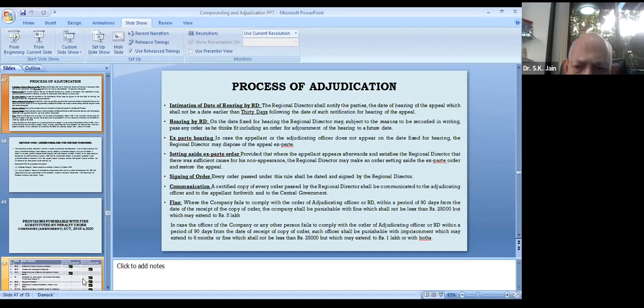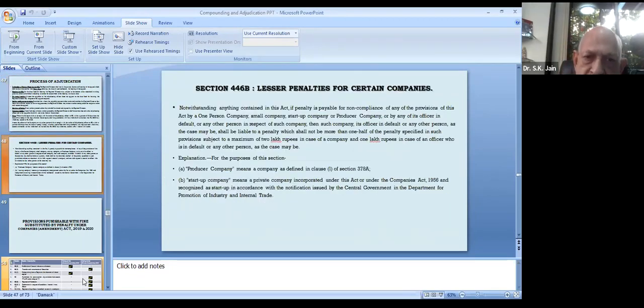Where the company fails to comply with the order of the adjudicating officer or RD within a period of 90 days from the date of receipt of the order, the company shall be punishable with fine, which shall not be less than 25,000 but which may extend to 5 lakhs. Now, I told you for smaller companies there is a lesser penalty.